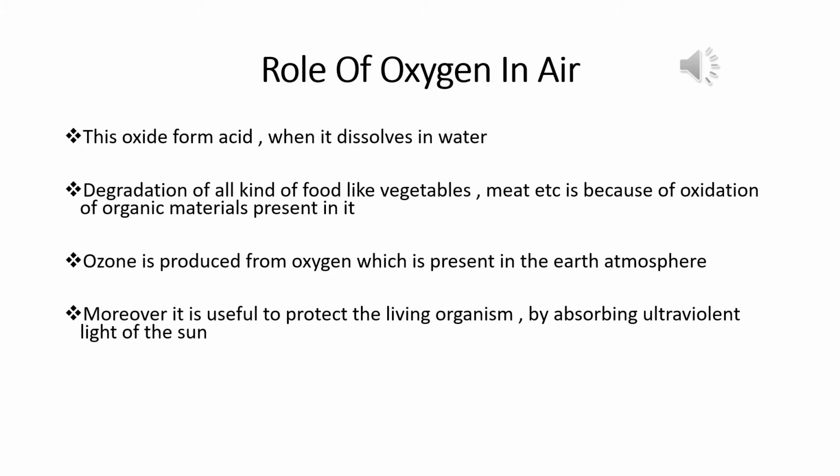Ozone is produced from oxygen which is present in the earth's atmosphere, and its formula is O3. Ozone is actually a layer which protects our cells and living things from the harmful ultraviolet rays. It is useful to protect living organisms by absorbing the ultraviolet light from the sun. Because if all the harmful rays reach the earth, students, it will harm the living organisms as well as the human community. So ozone is a protective layer which protects us from the harmful ultraviolet rays.